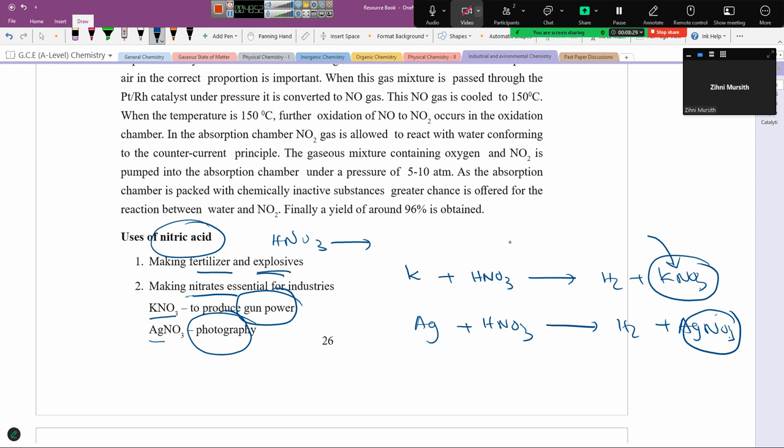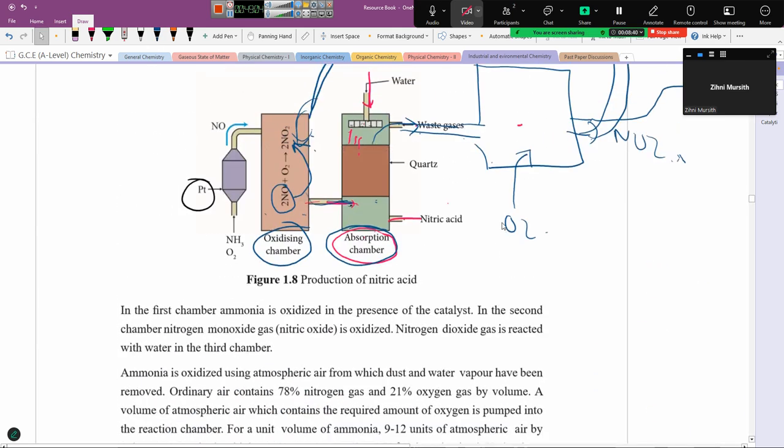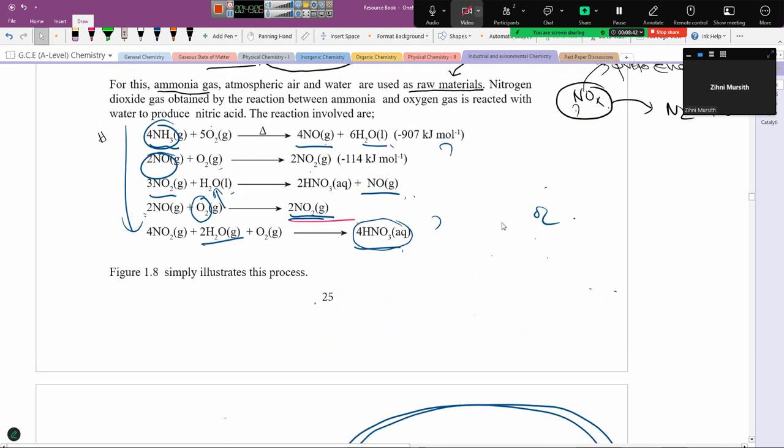So it is used for the production of photographic inks. So you should remember these usages also, right? So nitric acid. After this, what they will ask is, they will just give this reaction.